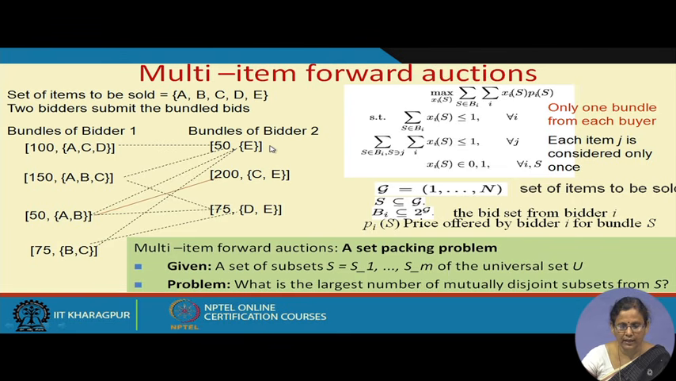In what way? First of all, I have one objective, I have to maximize my profit, but I have certain constraints as well. What is the constraint here? While selling the item, I should not be selling one item more than once, because I have only one piece of the item. Similarly, while deciding the bundles from each bidder, he is providing many options to me, but I should be considering only one. So, only one bundle from each bidder, and each item has to be considered only once. Forget about this formulation part.